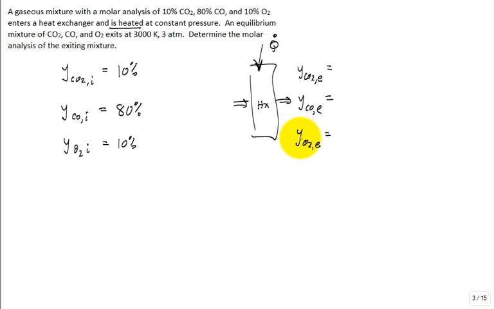We're given that the temperature at the exit is 3,000 Kelvin, and the pressure is 3 atm. It's also 3 atm on the inlet. It's constant pressure, so there's negligible pressure change flowing through that heat exchanger. We're asked to determine the molar analysis of the exiting mixture, to solve for these mole fractions.